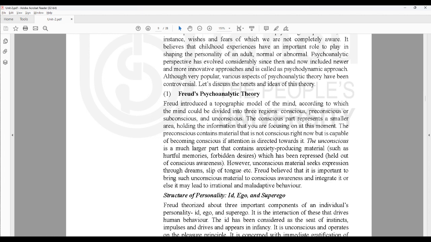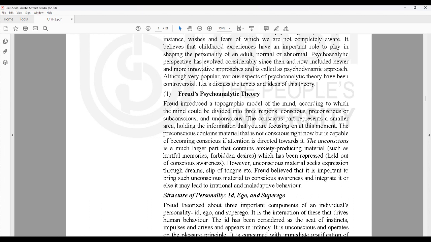1. Freud's psychoanalytic theory. Freud introduced a topographic model of the mind, according to which the mind could be divided into three regions: conscious, preconscious or subconscious, and unconscious. The conscious part represents a smaller area, holding the information that you are focusing on at this moment.